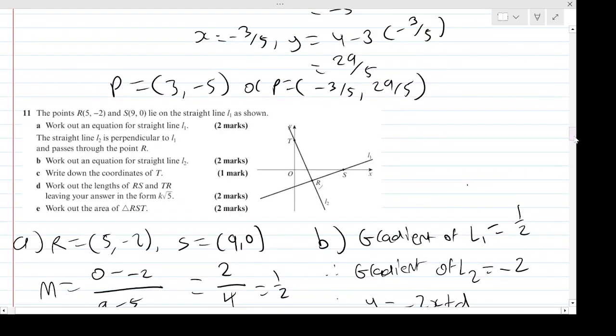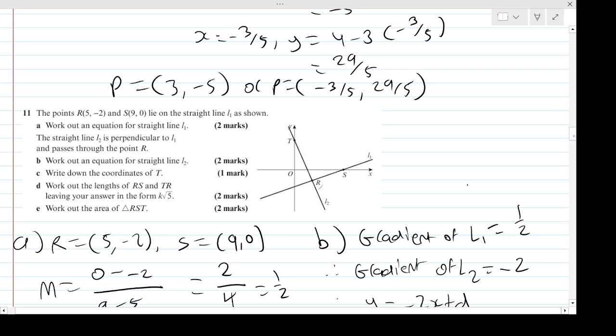Okay, and so for part D, it's asking us to work out the lengths of RS and TR, giving an answer in this form of k root 5. Okay, so that's a surd, but we know how to deal with those. It wants the length of this line here between R and S, and likewise the length between T and R, so that distance there.